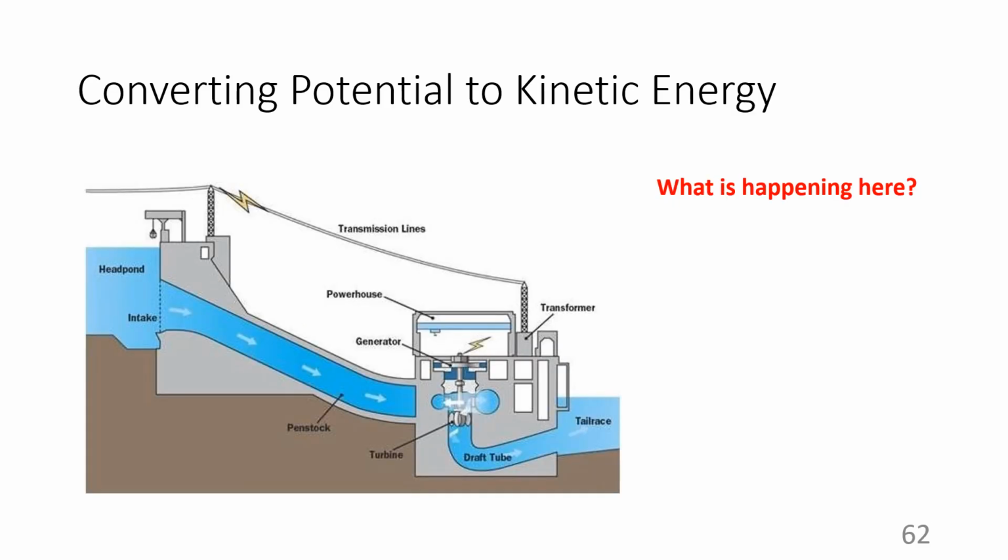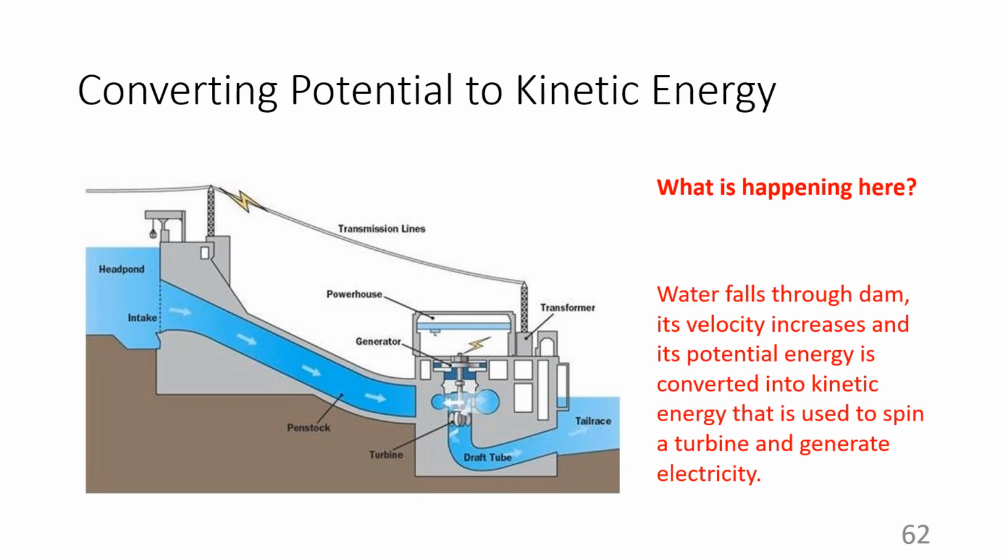In this diagram, we're looking at hydroelectric generation of electricity. And this is at a dam where you have water at a high point and then gravity causing the water to move to a low point. As the water moves through, it's going to spin the turbine and generate electrical energy. In summary, water falls through the dam, its velocity increases, and its potential energy is converted into kinetic energy that is used to spin the turbine and generate the electricity.